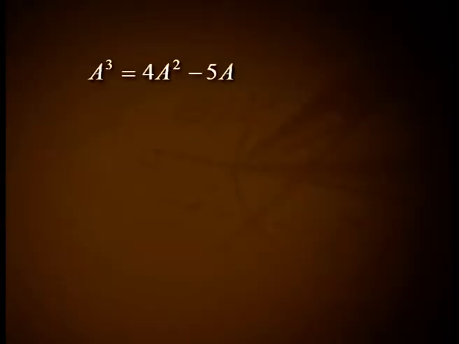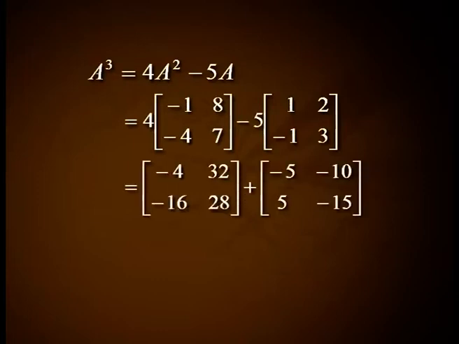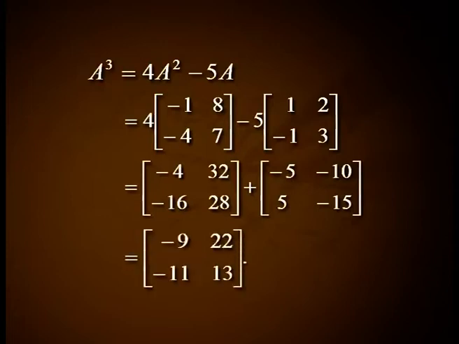Also, post-multiplying equation 11 by A, we obtain A³ = 4A² - 5A, which is equal to 4 times [[-1, 8], [-4, 7]] minus 5 times [[1, 2], [-1, 3]], which is equal to [[-4, 32], [-16, 28]] + [[-5, -10], [5, -15]], which is equal to [[-9, 22], [-11, 13]].